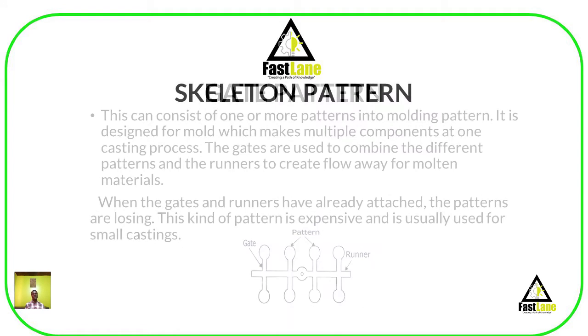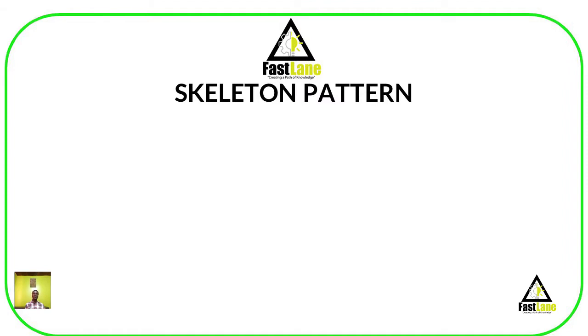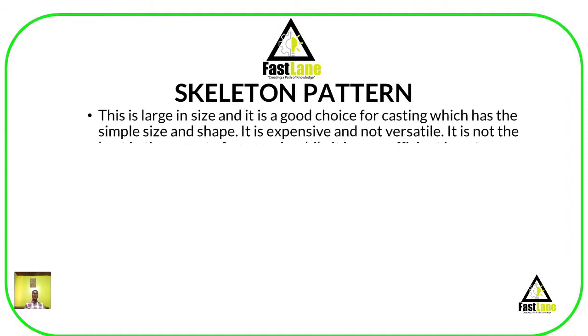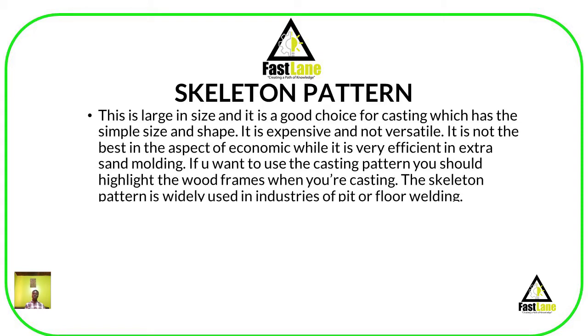Then you have what we call a skeleton pattern. When it comes to the skeleton pattern, this one is very large in size and it is a good choice for casting which has simple shapes and sizes, but it is expensive and not versatile. This type of pattern is used especially in industries in that it is used for flow. There is what we call flow welding.